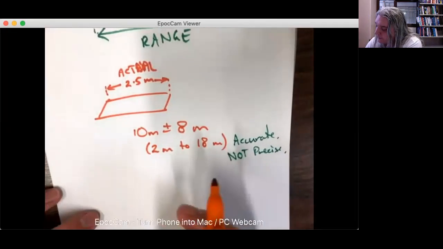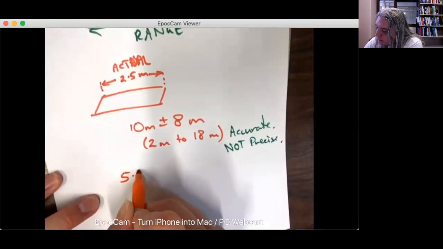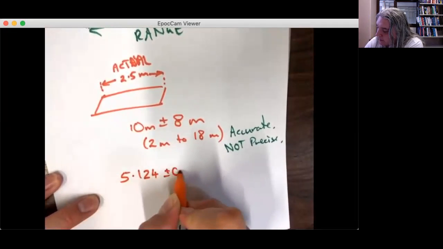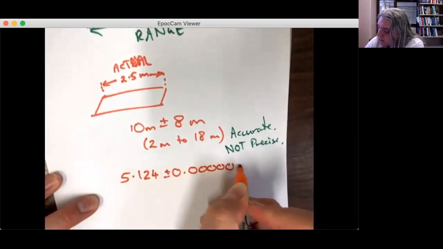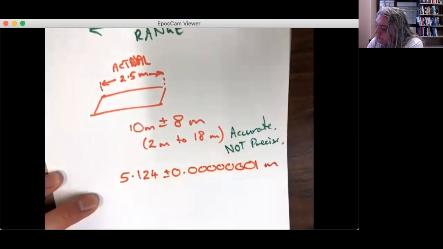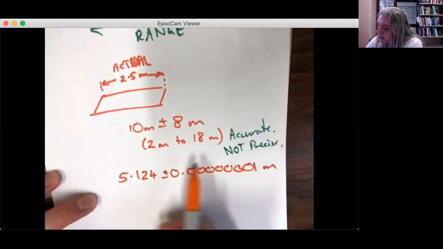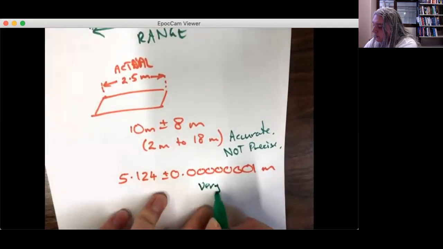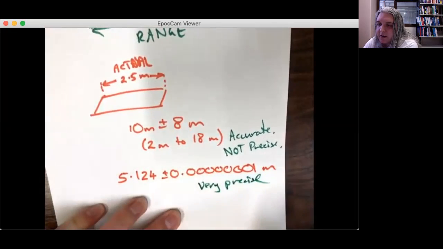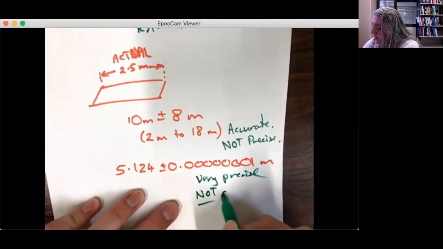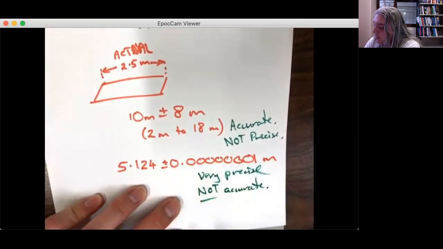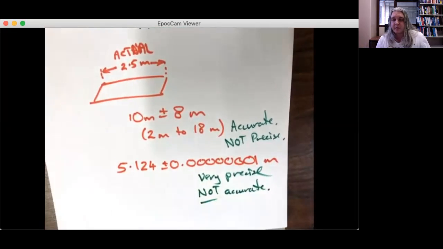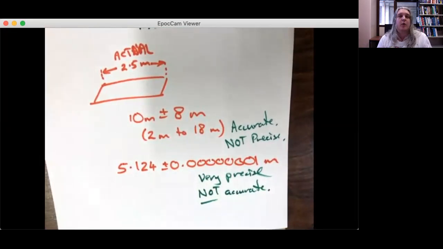On the other hand, if I said that it was 5.124 plus or minus 0.00000001 meters, this uncertainty is tiny compared to my value. So that is very precise, but it is not accurate. So you can easily be one but not the other. Our goal, of course, is to try and remain accurate while increasing our precision to a reasonable level.